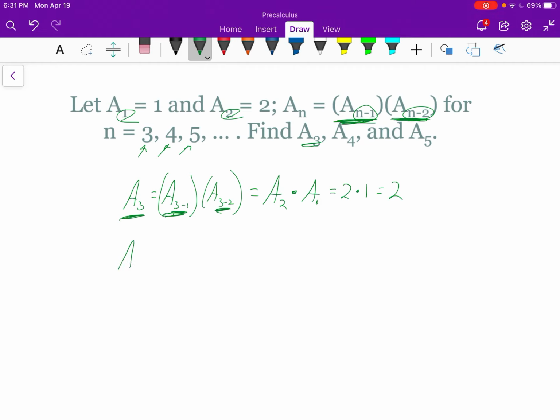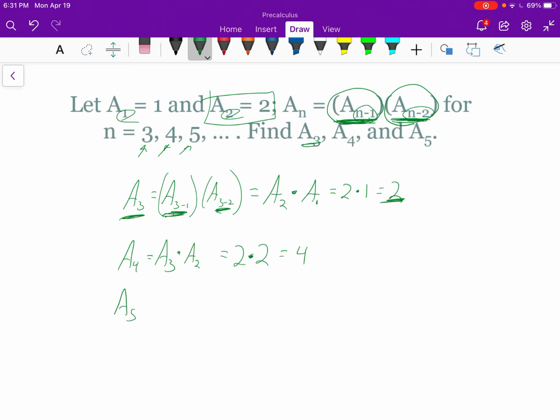That's our third term. Our fourth term is going to be defined as the term right before it. Remember that subscript of n minus 1 means the term right before it. So what's right before the fourth term? It's the third term. What's 2 before the fourth term? The second term. We're going to multiply those. The third term we found was 2. And the second term was defined up here. That was also 2. So the fourth term is 4.